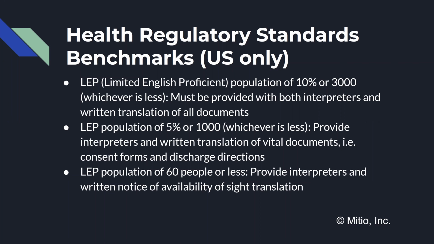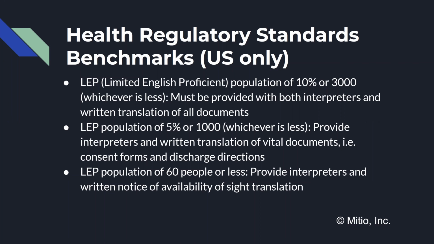So the LEP population of 10% or 3,000, whichever is less, must be provided with both interpreters and written translation of all documents. So here it's establishing that if you have 10% of a Cambodian or Haitian or Somali population in your county, or 3,000 individuals, whichever is less, you must provide them with interpreters and written translations of all documents.